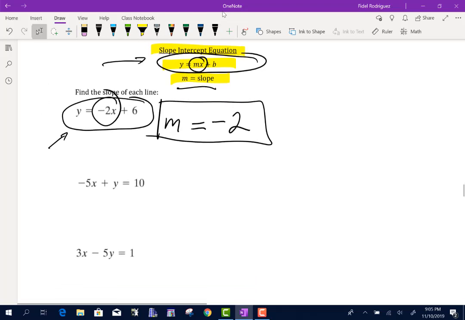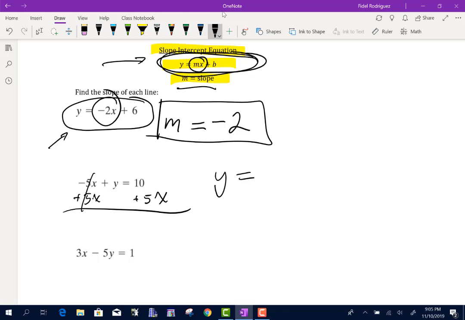Alrighty. Let's do the same thing for the next one here. So this equation is not in that form. This equation up here has the y by itself. So if I want to get the y by itself, I need to move this -5x over. The way I'm going to do that is I'm going to add 5x to both sides. Okay. So those are going to cancel. I'm going to get a y equals, I'm going to put the 5x first, guys. 5x and then plus 10.